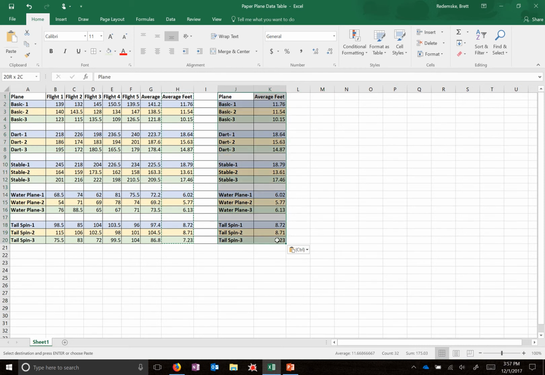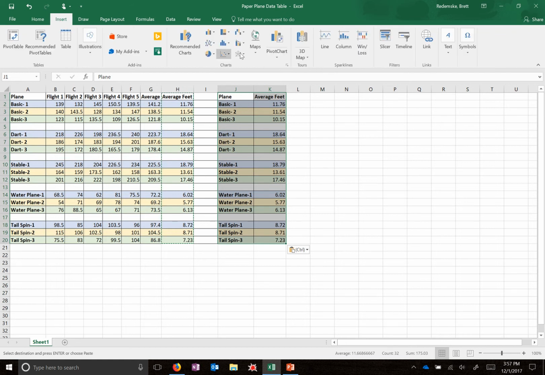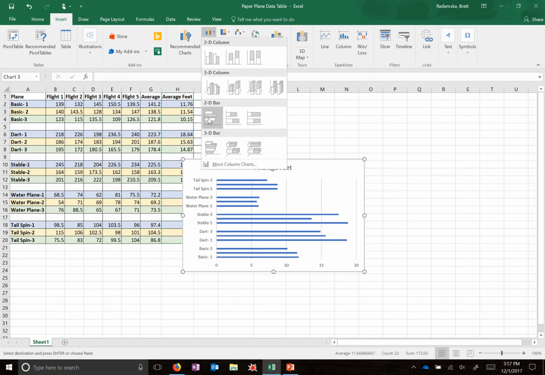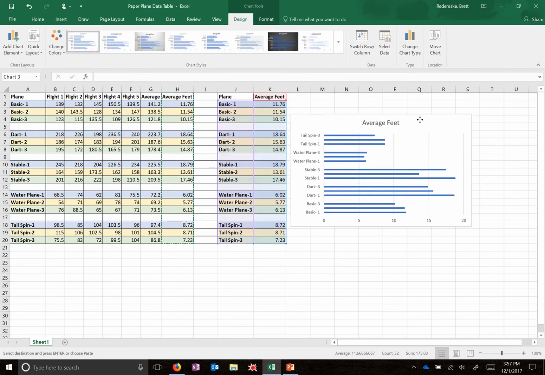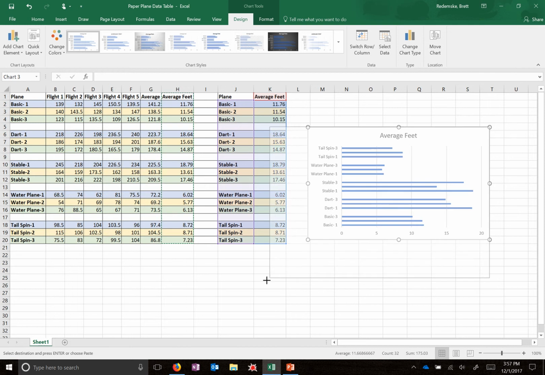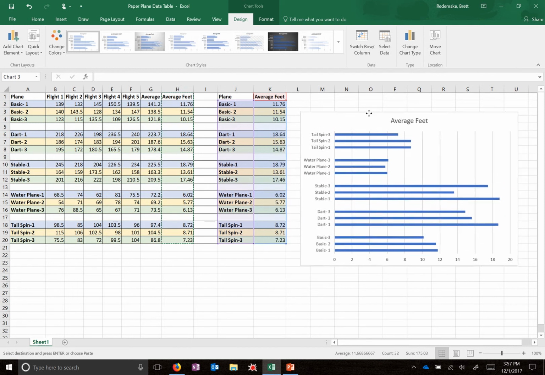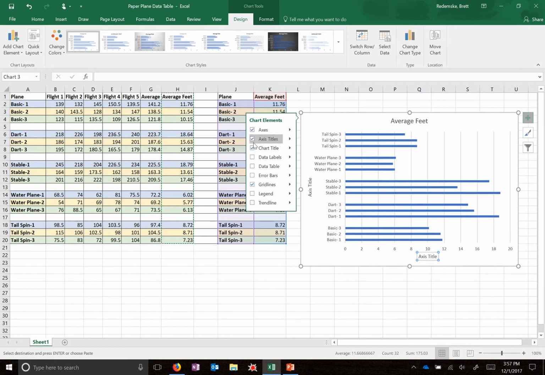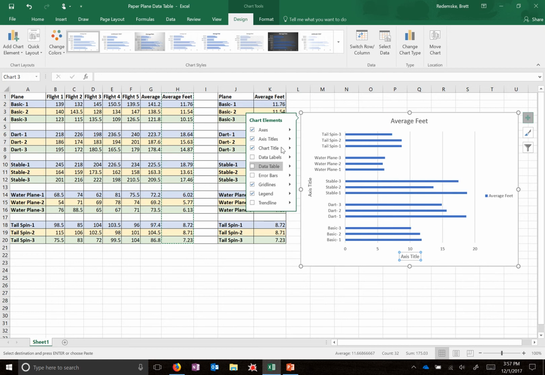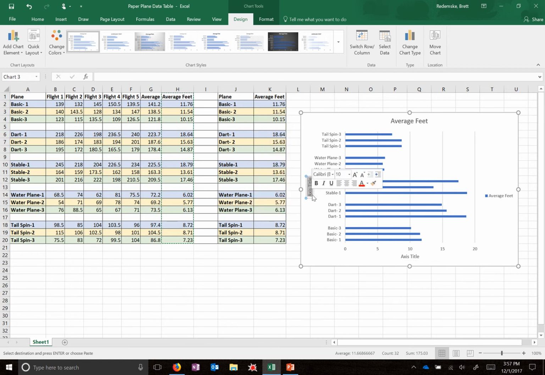We showed them how to highlight and go to insert. Now there are all these charts. Some kids want to do lines and pies, but what makes the most sense is a horizontal bar graph that shows their average feet. One thing we always point out, especially teaching science, math, or engineering, is that when you make a chart, you need to include axis titles. So we put the axis titles on here, and a legend, so we know that the blue bars are average feet.